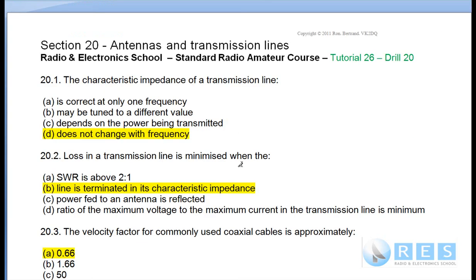Well, that's it for tutorial 26. Don't forget, you can test yourself with drill number 20. And if you're getting like 85, 90% in the drills, then you're doing very, very well, and you won't have any trouble with your assessment.